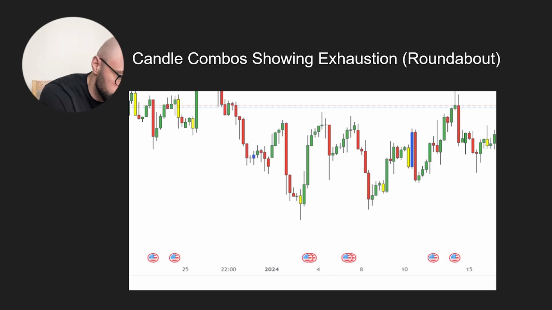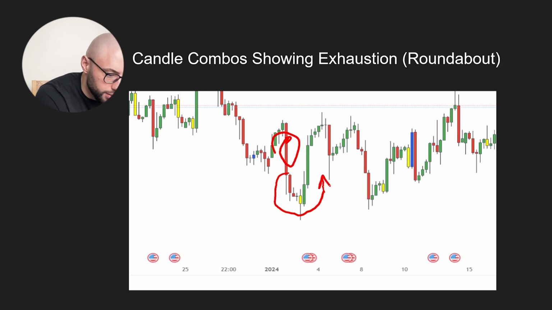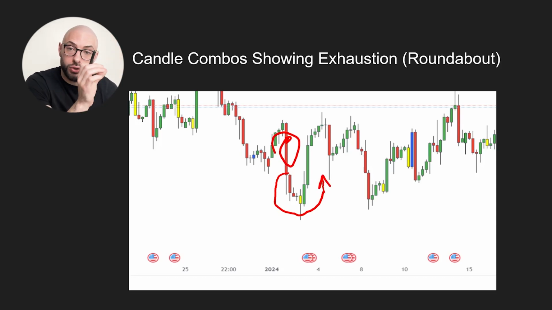So you can see here, we have a big, strong momentum candle here. And then the candles just start getting weaker and weaker. And eventually it reverses to the upside. And what's happening here is it's just losing momentum, kind of like a roundabout. When you're in your car and you're going to a roundabout, you ease off the gas and you start to slow down, and then you slowly go around the roundabout. And that's kind of like what this is doing here.